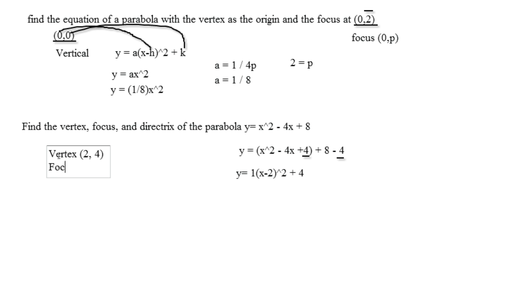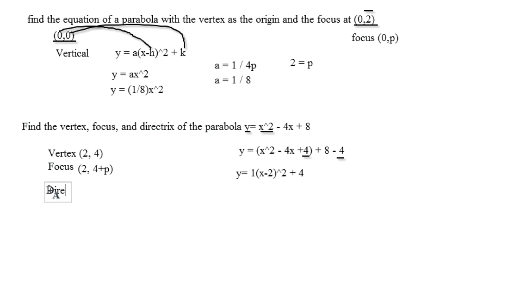Now, the focus is going to be a little bit harder. So I need to think about it. What kind of parabola is this? I'm going to look at the y equals and the x squared, and this is going to be our traditional vertical. So our focus is going to be, if I look at the formula, (2, 4 plus p). So that's the focus.